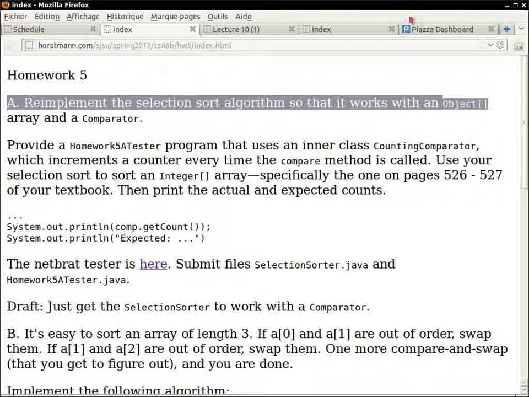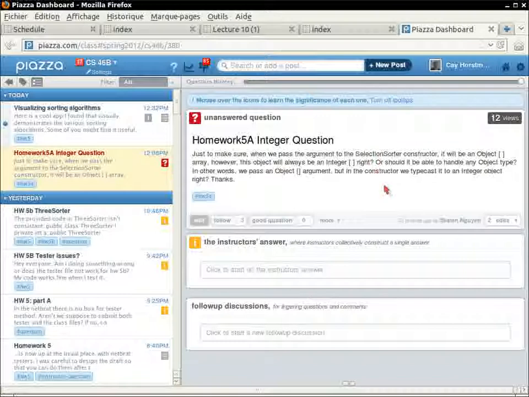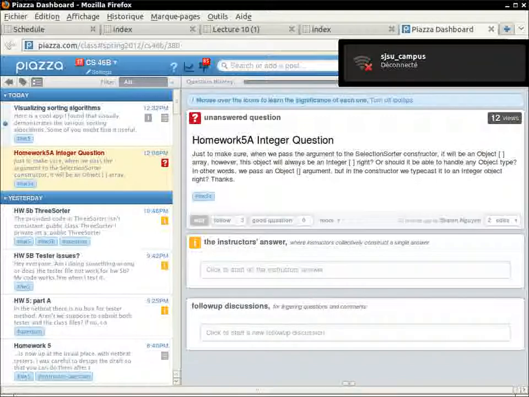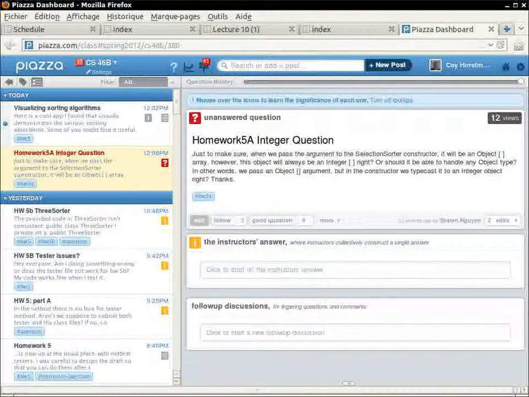The answer to the student's question is it could be an array of anything at all. You could be given an array of strings together with a comparator that knows how to compare strings. You could be given an array of watermelon objects together with a comparator that compares them by size. So parameter number 1 is an array of objects. Parameter number 2 is a comparator.